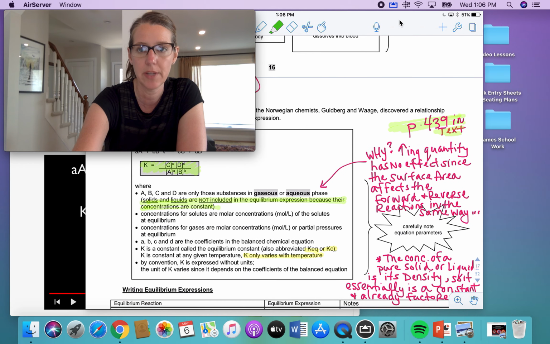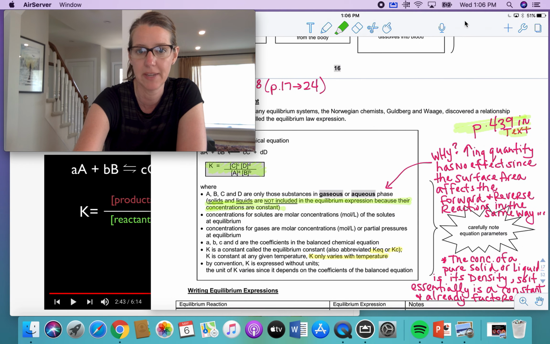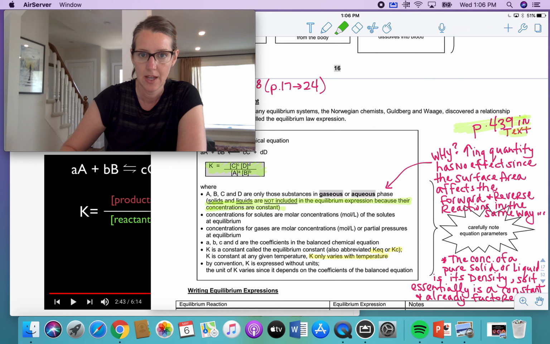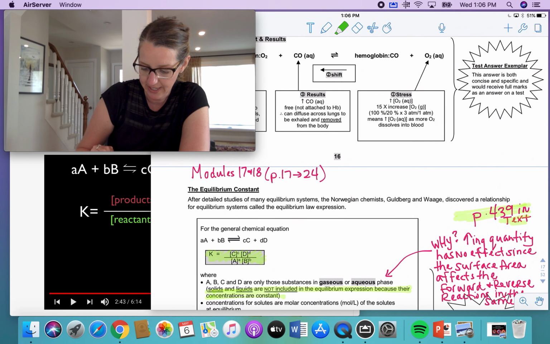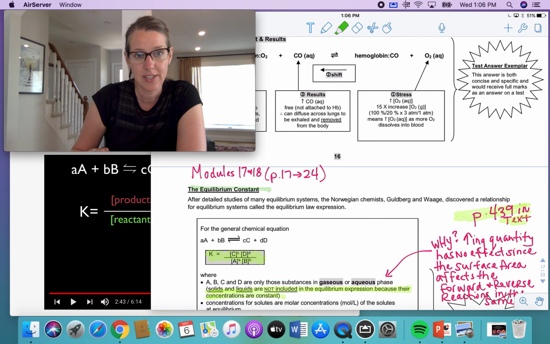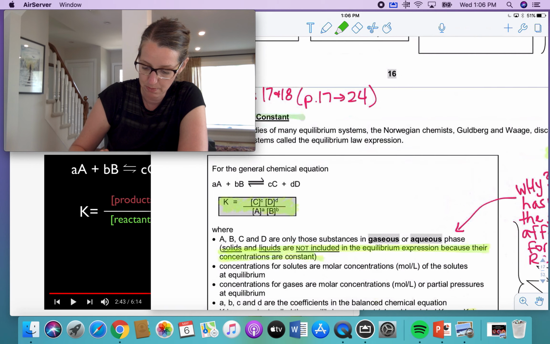Okay, so here we go. I guess this is as big as I can get it anyway. Okay, all right, so for the equilibrium constant, again, this is what we're going to be calculating. And it's module 17 and 18. It just covers pages 17 to 24, so feel free to go do them both at the same time if you'd like.